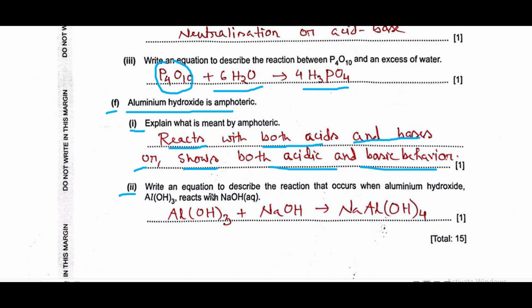Next, write an equation to describe the reaction that occurs when aluminium hydroxide reacts with sodium hydroxide. Aluminium hydroxide reacts with alkali to form the complex salt sodium aluminate, NaAlO2. Sodium aluminate.